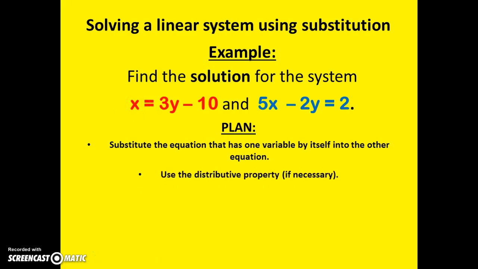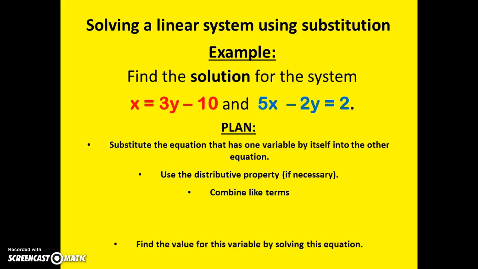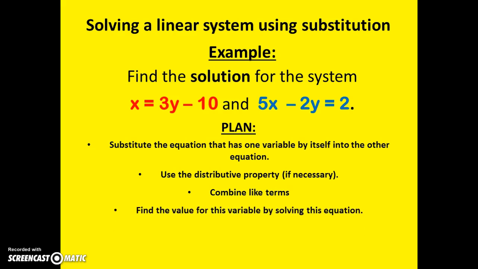Okay, so the next thing we're going to do is use the distributive property if necessary. Sometimes in these problems it will be, sometimes it won't. Then we're going to combine like terms if there are like terms to combine. We're going to find the value for this variable by solving the equation. So we're going to solve whichever equation we're working on.